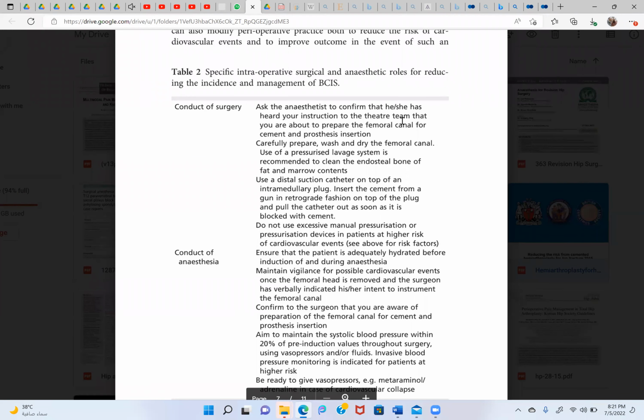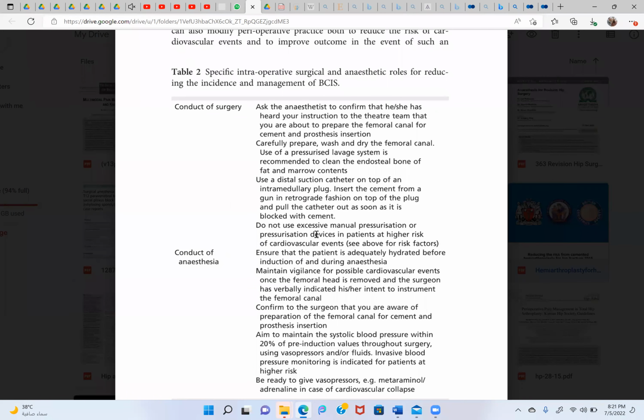Ask the anesthetist to confirm that he has heard your instruction to the theater team that you are about to prepare the femoral canal for cement and prosthesis insertion. Carefully prepare, wash, and dry the femoral canal. Use of a pressurized lavage system is recommended to clean the endosteal bone of fat and marrow contents. Use a distal suction catheter on top of an intramedullary plug insert. These are the surgical things. Close communication is important, and they can do it retrograde, and they can make a hole which will deflate the pressure.